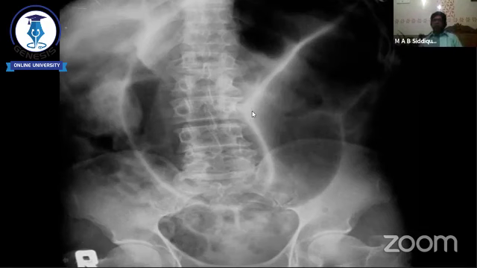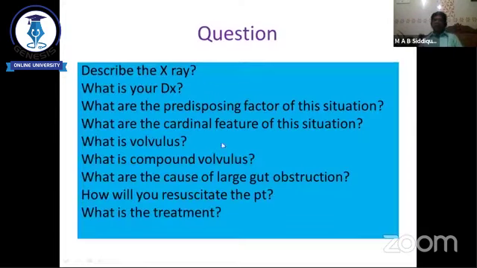So the question may be like that: describe the X-ray. This is a huge gas distended bowel loop, like a pneumatic tire light. What is your diagnosis? If you answer that way, large intestinal obstruction is also correct. If you want to get full marks, you can also mention this is volvulus of the sigmoid colon. The most common site of volvulus is the sigmoid colon.